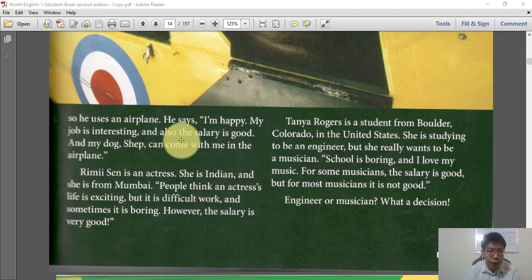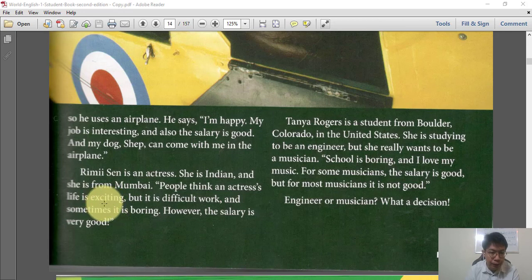Continuation, salary, okay. You know salary is the money that you get from work every month. And Shep is the name of the dog. Okay, name Shep. Okay, Rimi Sen is an actress. Okay, actress, like a movie star. Okay, she's Indian. Mumbai is the city of India.